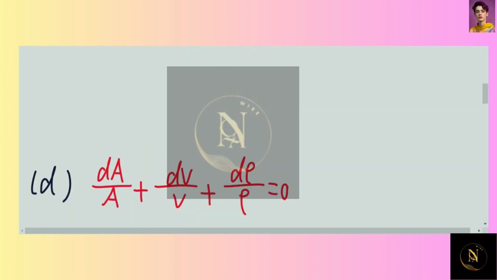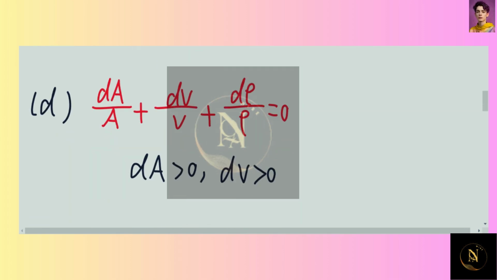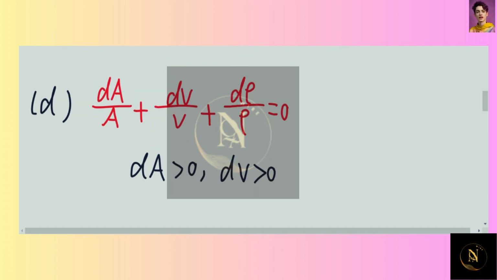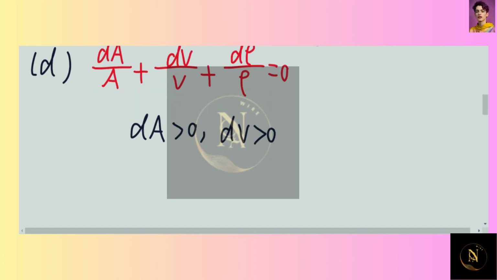And for the last case, this is the equation for the relationship between the changing area, the changing velocity and the changing density. So when dA is greater than 0, dV is greater than 0. Therefore, in order to maintain the balance of the equation, d rho, which is the changing density, must be less than 0. And this gives us that the density is decreasing.